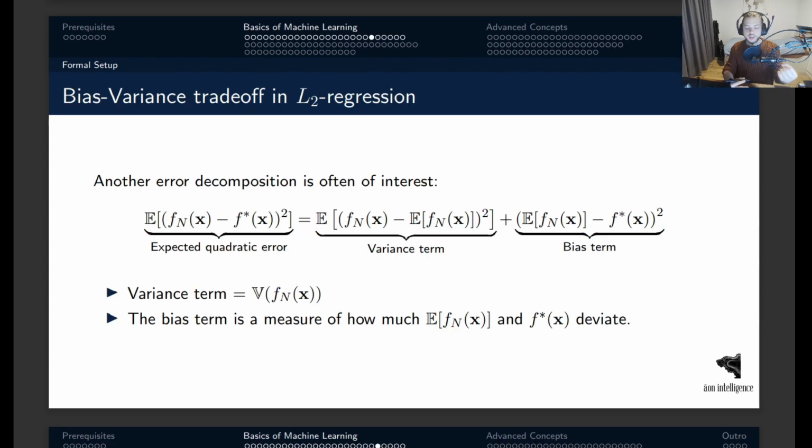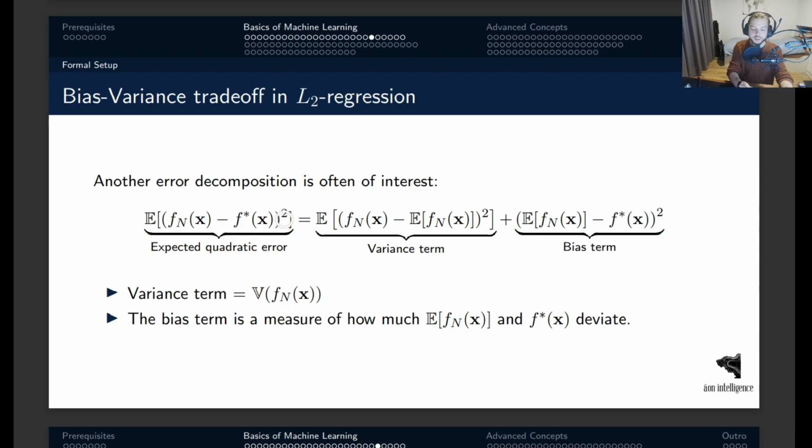So now we've discussed the estimation and the approximation error associated with doing empirical risk minimization. But another interesting and important error decomposition in classical machine learning literature is the bias-variance trade-off in L2 regression. And this means that we're interested in decomposing the expected quadratic error, which is the expectation of quadratic deviations between the predictions we generate with the model that was selected by our empirical risk minimization procedure and the predictions that are generated by considering the perfect model, the Bayes predictor.